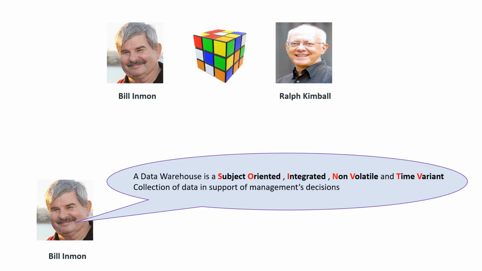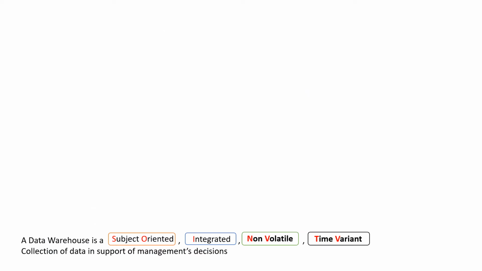So we'll focus on this definition and try to understand the four highlighted keywords: subject oriented, integrated, non-volatile, and time variant in the next slide. Okay, now let's focus on these four keywords. The first one is subject oriented.